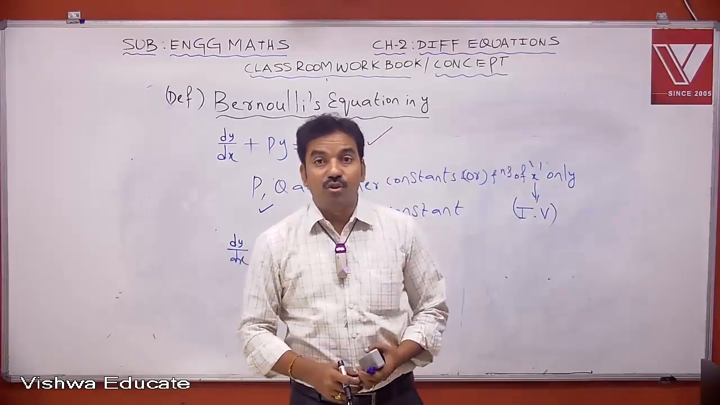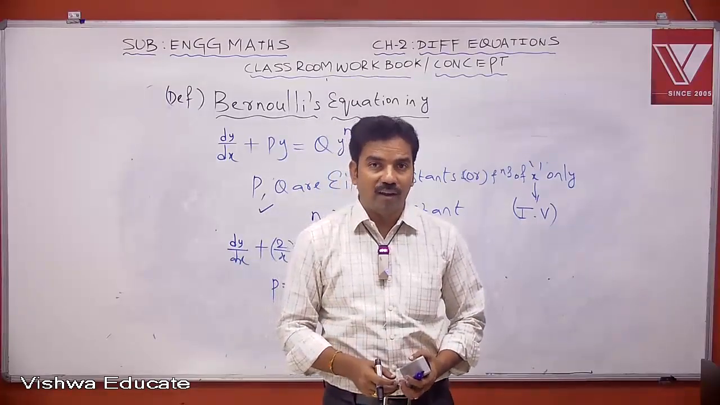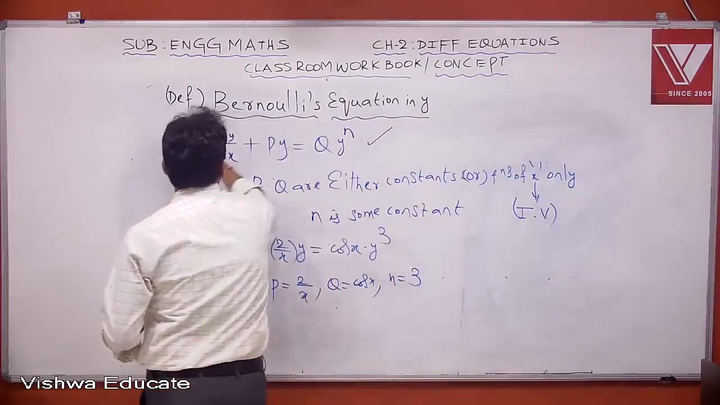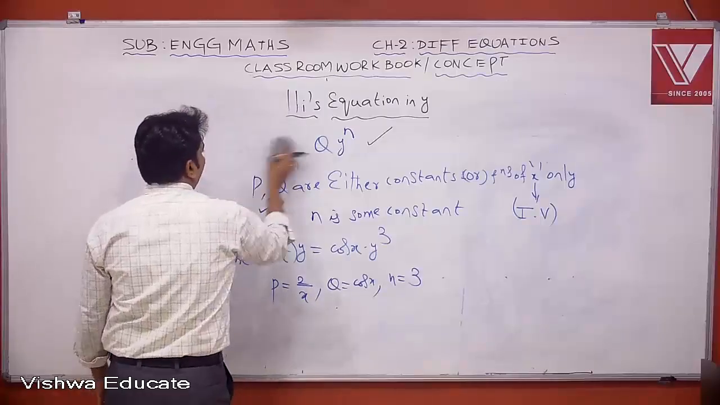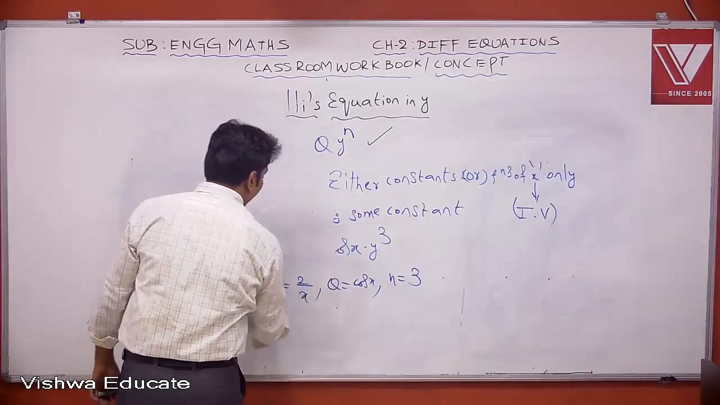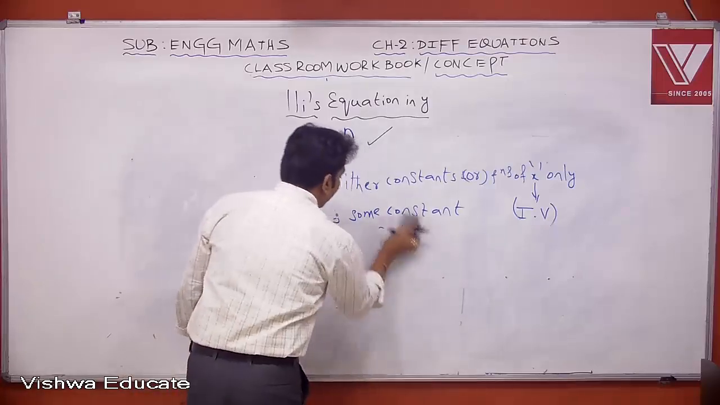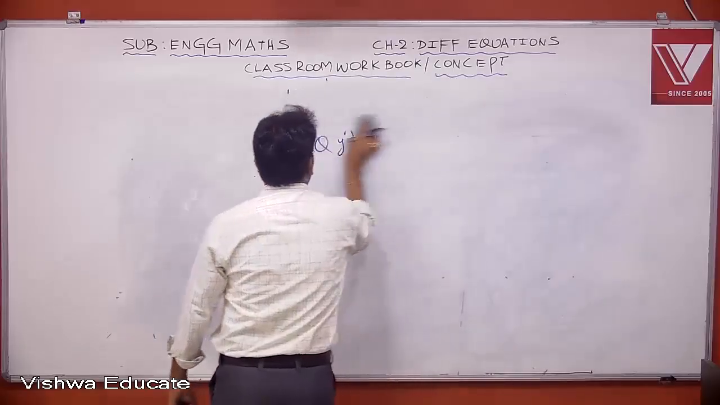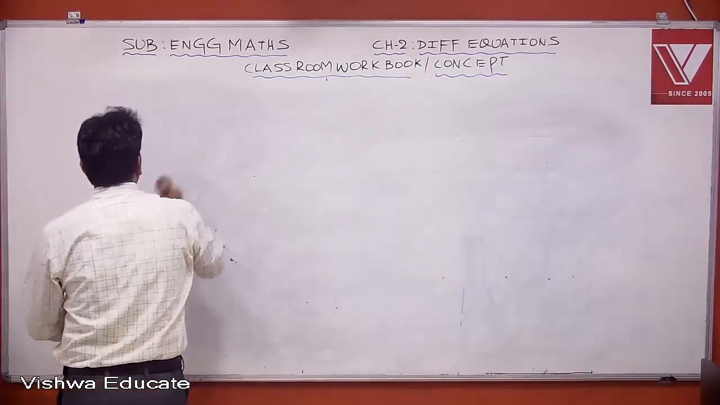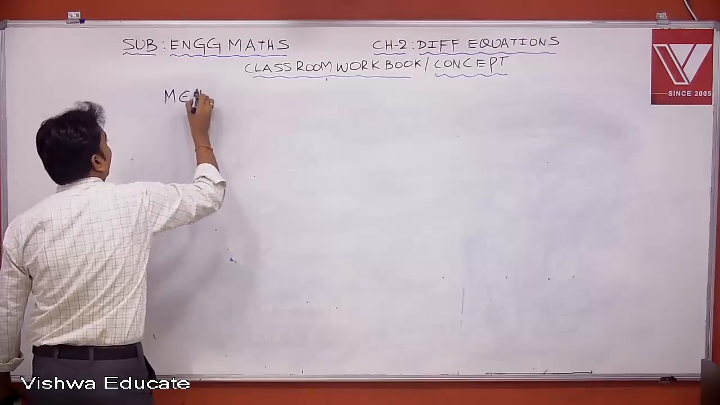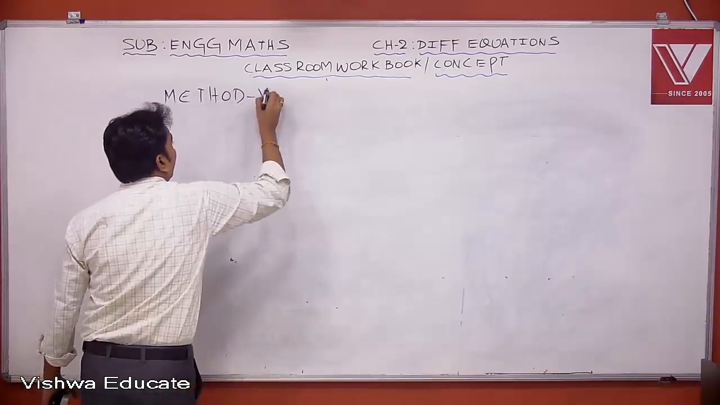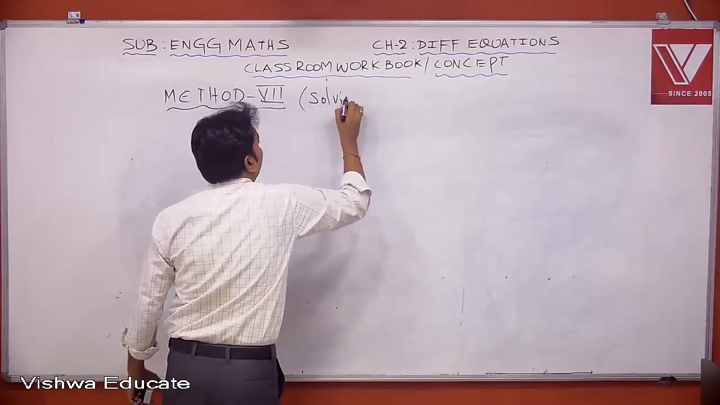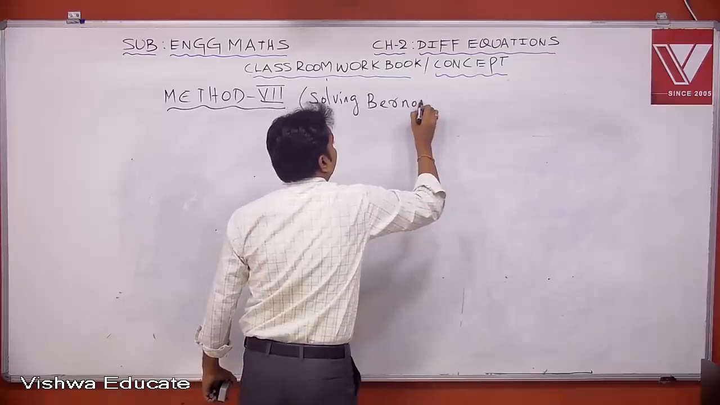Now our next task is to find the general solution of Bernoulli's equation in y. That we call method number 7. Already we have seen method 6, that is linear equation in y. And we discuss method 7 to solve Bernoulli's equation in y.